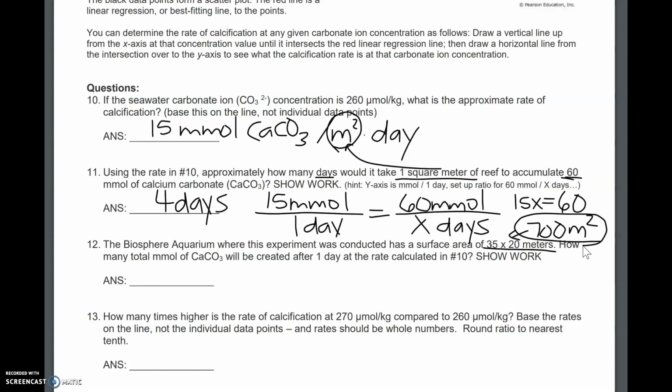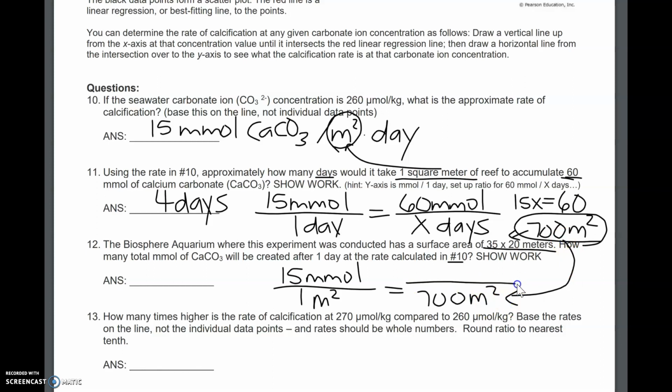Now remember, our rate was per day, using the same rate we calculated again in number 10. So we have 15 millimoles per day. They're already saying 1 day, so we're going to ignore that. So it's millimoles per 1 meter squared. But they're saying that instead of it being 1 square meter, they're saying the size of the tank is 700 square meters. And they're asking how many millimoles.